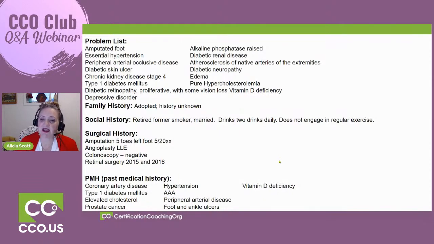The past medical history: CAD, diabetes, cholesterol, prostate cancer, hypertension. Who knows what AAA stands for? PAD, foot ulcers, and vitamin D deficiency. Vitamin D deficiency is getting much more prevalent now than it used to be that we're seeing. Anybody know what AAA stands for? It's for an aneurysm, right? Aortic aneurysm.